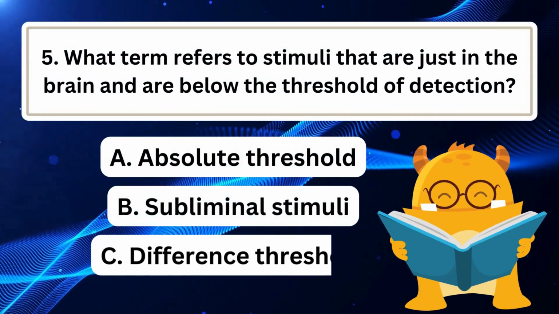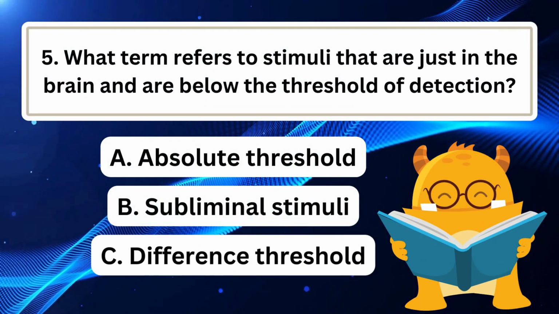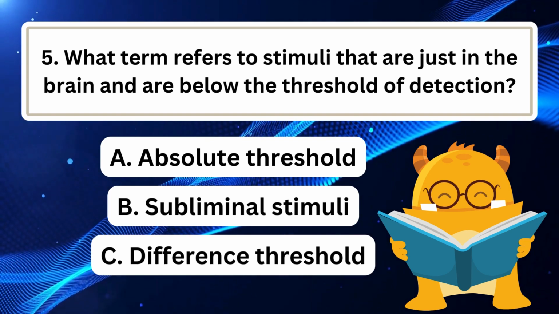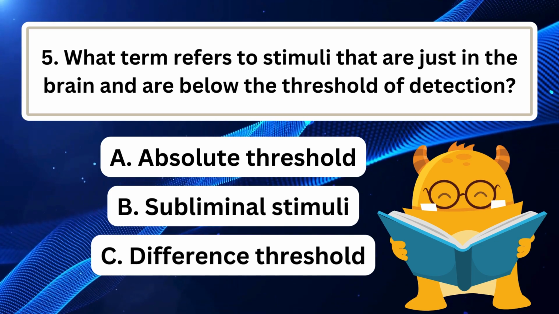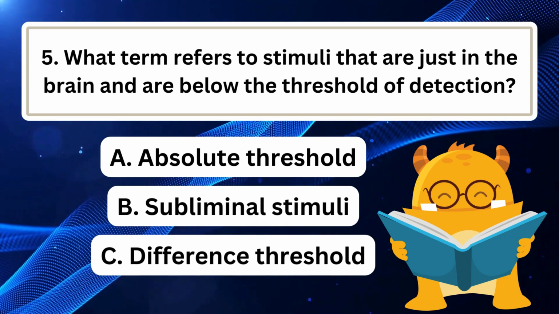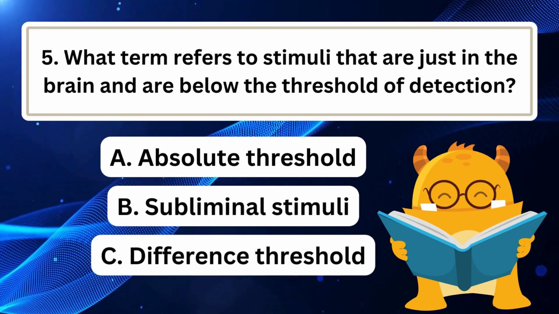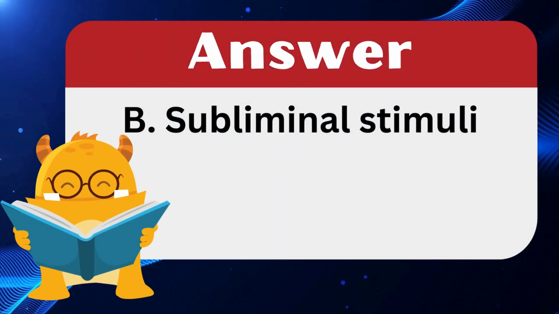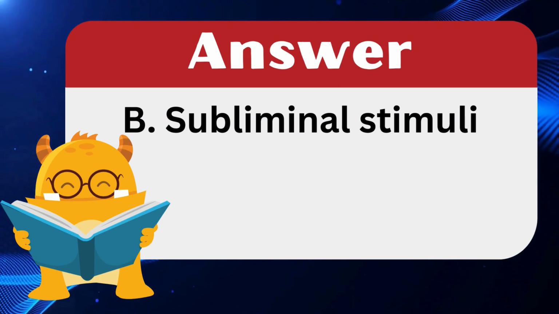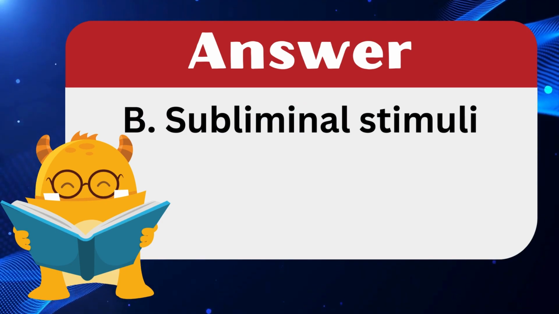5. What term refers to stimuli that are just in the brain and are below the threshold of detection? A. Absolute threshold. B. Subliminal stimuli. C. Difference threshold. B. Subliminal stimuli. Subliminal stimuli are just in the brain and are below the threshold of detection.